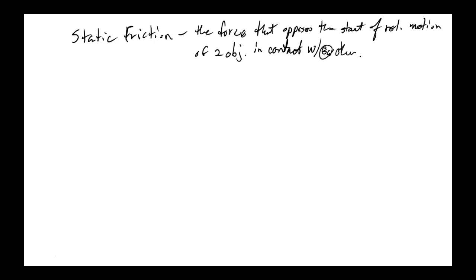Now, where is that friction? It's between the feet and the floor. The feet of the table and the floor. Okay, that's where the friction is. Those are the two objects opposing each other. That's static friction.